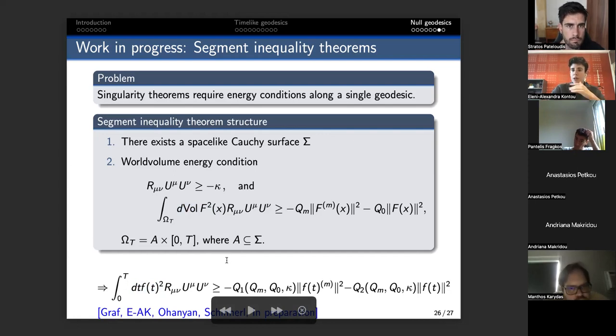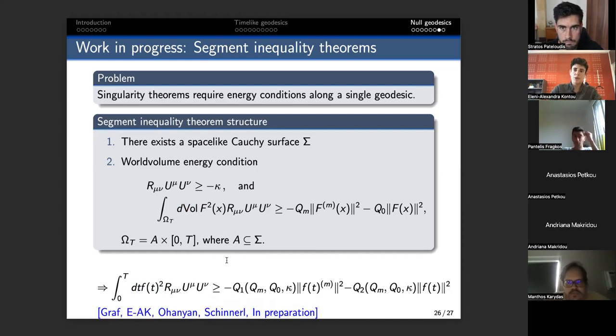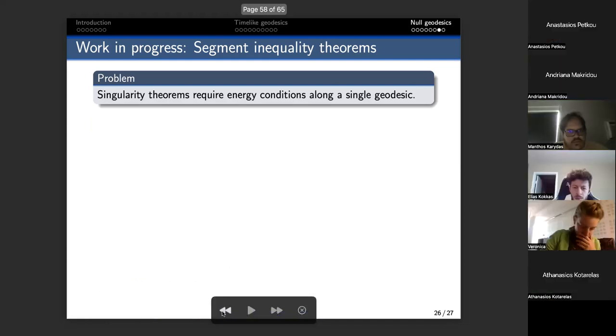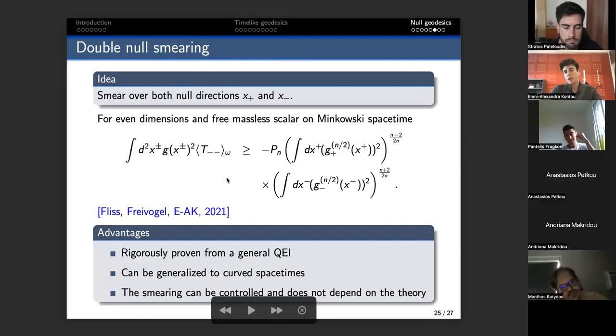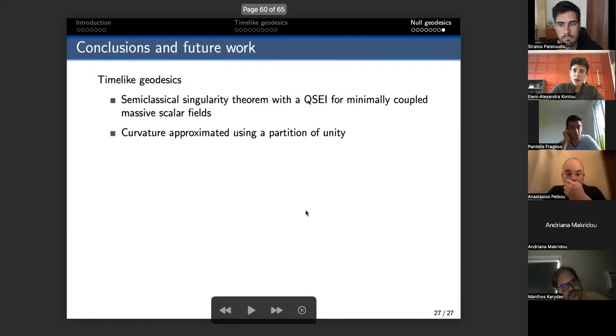So for the time-like case, the results are very promising. For the null case, which is more interesting, this is still a work in progress. But perhaps there is a way to use this double smeared null energy condition to prove a bound on a single null geodesic. So that's what I had to say.